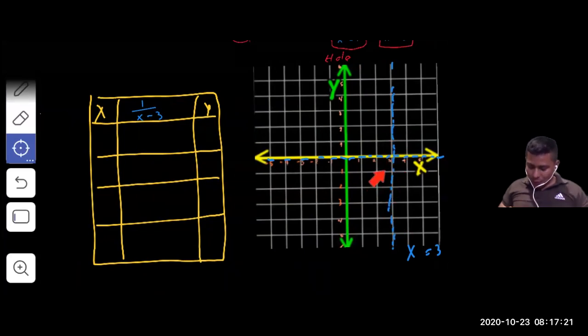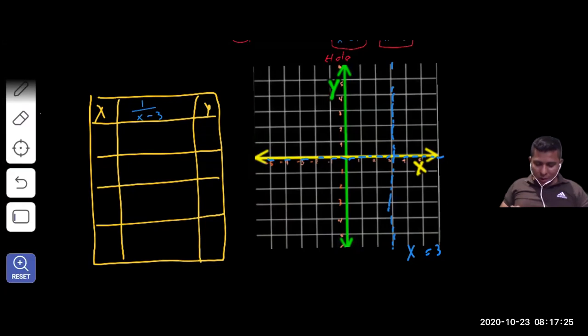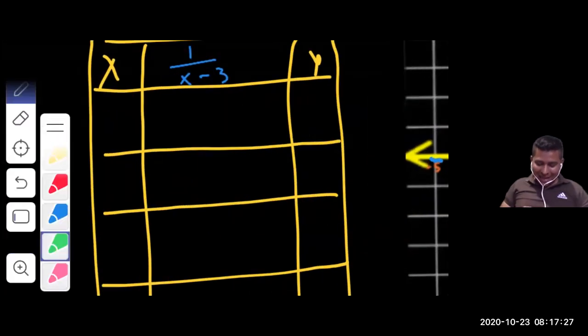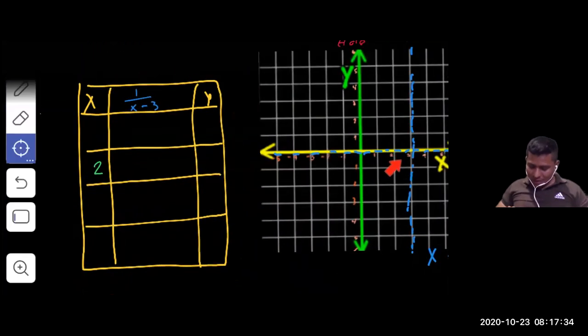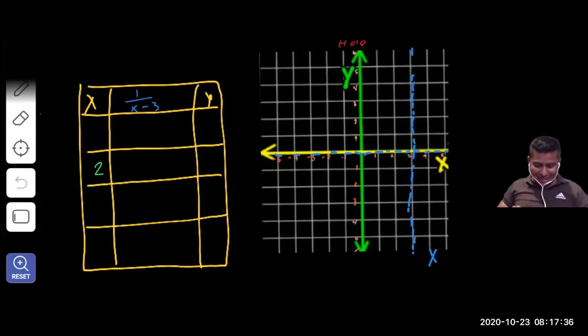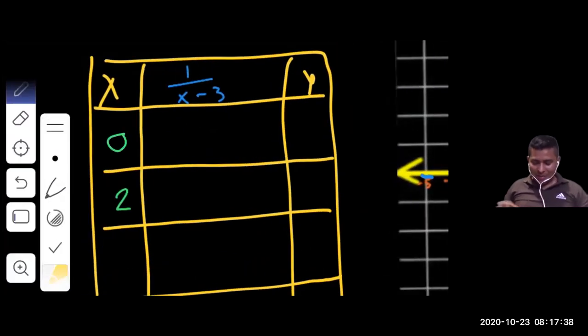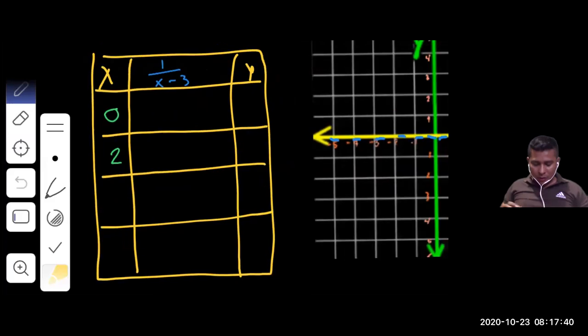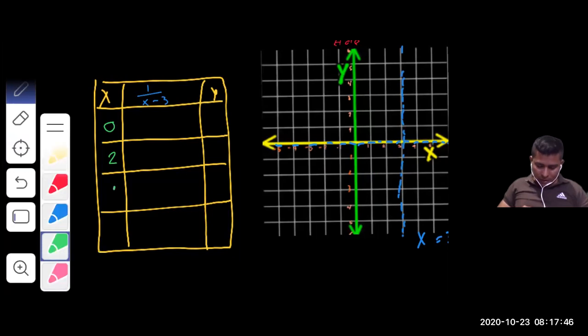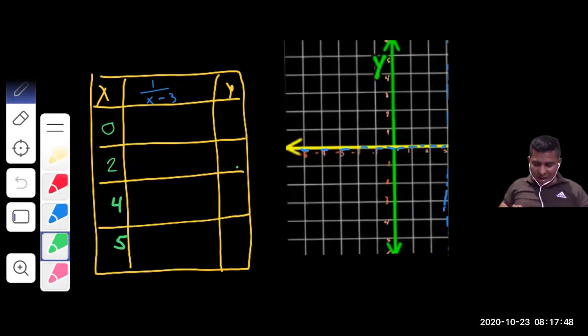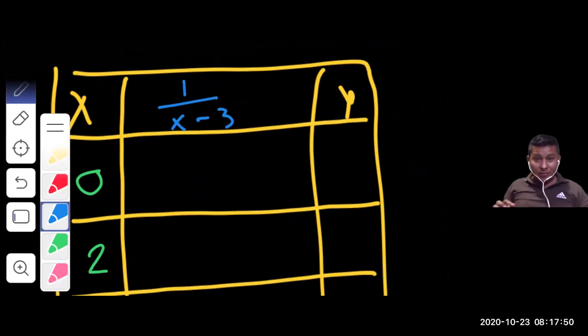To the left, 2 and 1, right? Okay, but we can take 0, guys. I like taking 0, because 0 is simpler, but you can take 1. It's going to be the same. We can take 2 to the right. And for values greater than the vertical asymptote, this is 3, we can take 4 and 5. Okay, let's zoom in, guys, and let's try to simplify this.